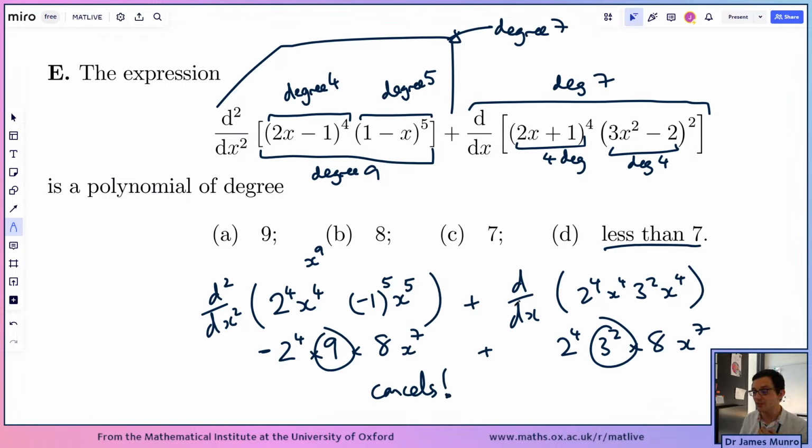So it leaves something of degree less than 7. That's really sneaky, isn't it? It's 2 degree 7 polynomials, but when you add them, the x to the 7 term cancels out. It leaves us with something of lower degree. That's really surprising.